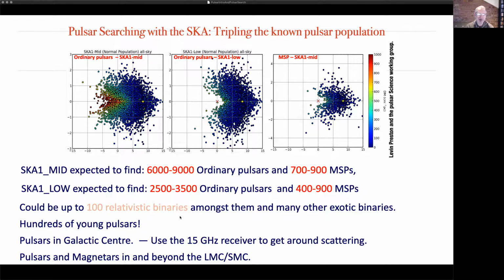There could be up to 100 so-called relativistic binaries. These are binaries that are moving very, very fast that we can use for gravity tests. We'll also be able to find pulsars in the galactic center, and pulsars in other galaxies further away than the Large Magellanic Clouds. So it's expected we'll be able to find a huge number of pulsars to add to our pulsar population.